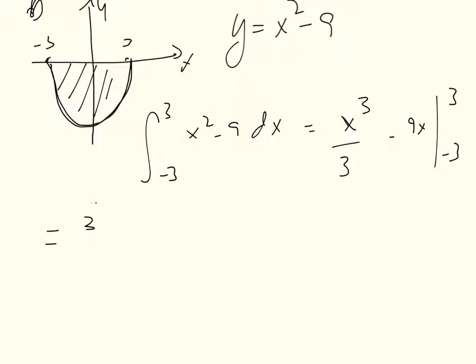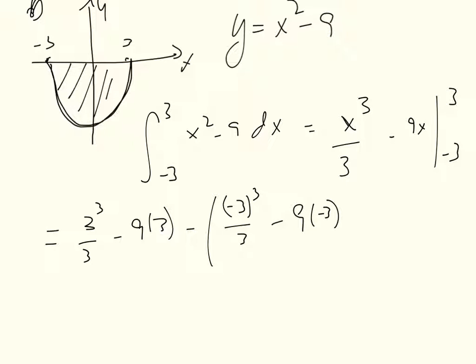So we have 3 to the third over 3 minus 9 times 3 minus the entire second bound. So we end up with negative 18 minus 18, which gives us a value of negative 36. So therefore our area is 36. Check your work.